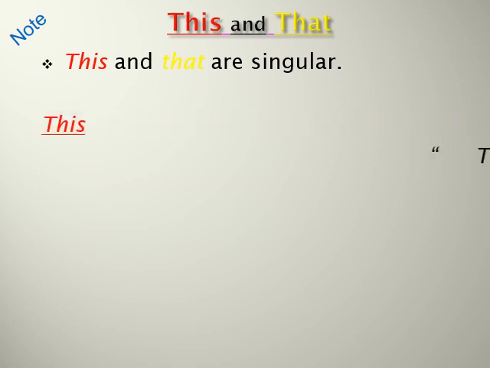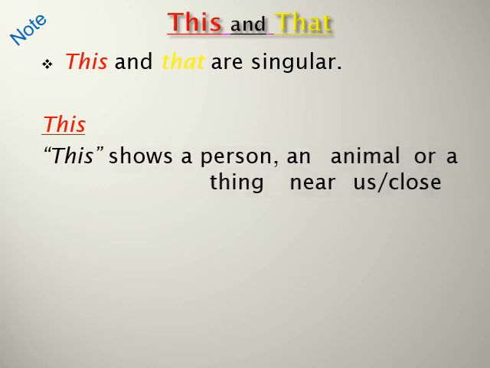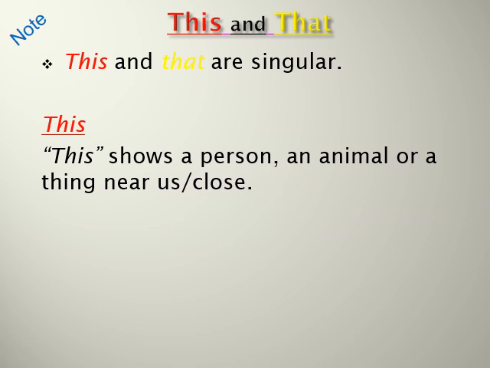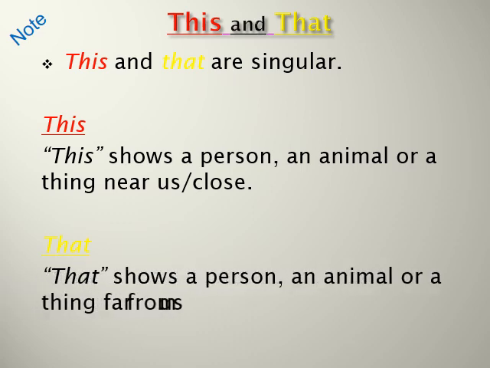All right, I will summarize today's lesson like this. This and that are always in singular form because we use them to show only one object. This is used to show a person, an animal, or a thing near us. That is used to show a person, an animal, or a thing far from us.